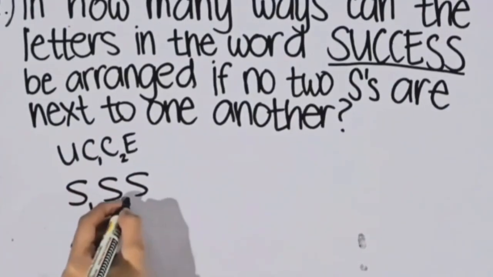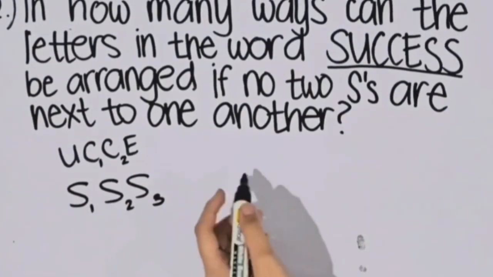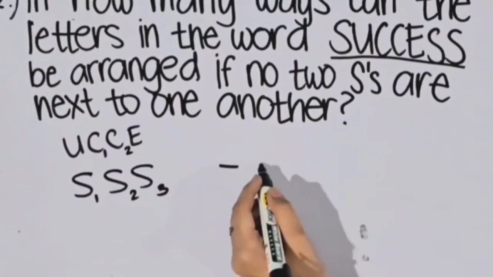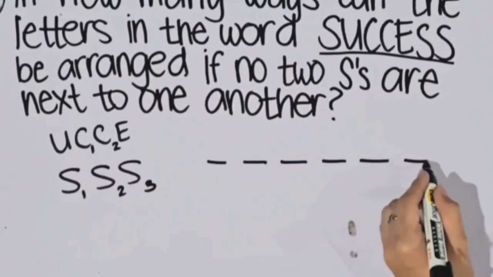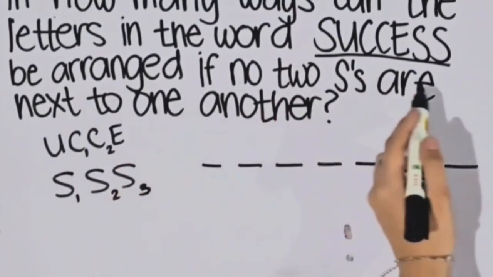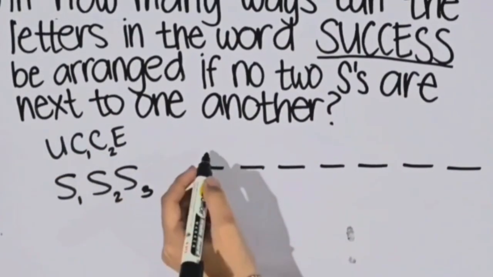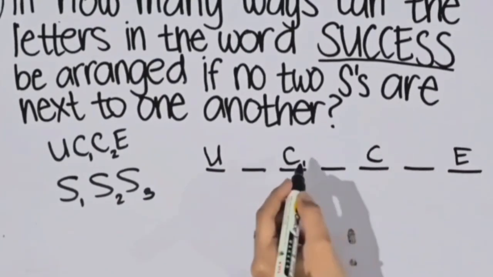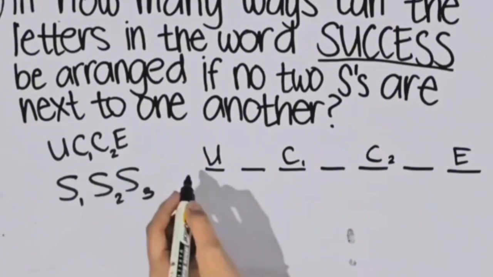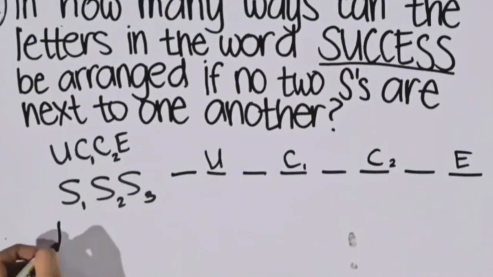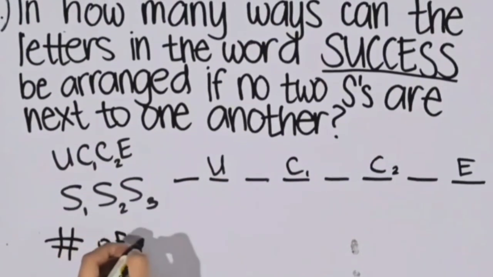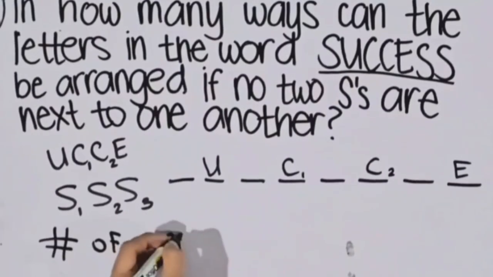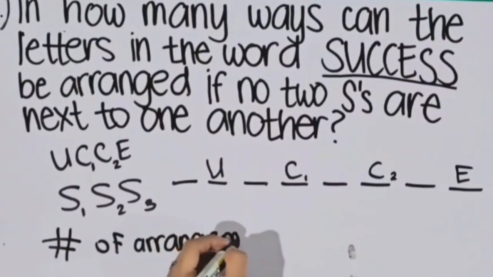Just like the previous problem, we can do the underscore trick to visualize or help us understand this problem better. Since it is given that there are no 2 S's that must be next to one another, then we can assume that the U, C, C, and E are placed in these spots. Now that we have a visualization of the problem, we can begin to solve it.